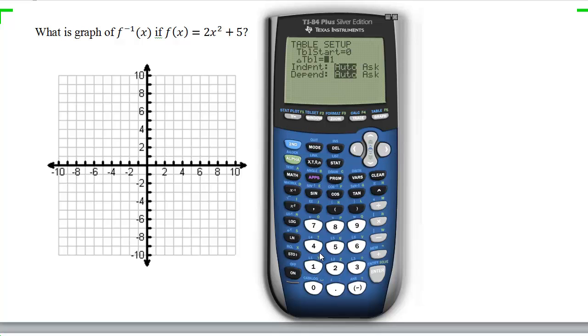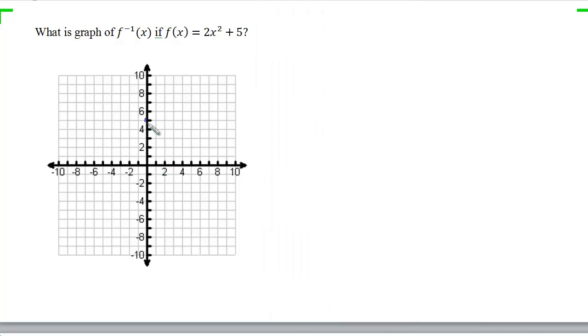So if I go to my little table here, we'll just start at 0, go by 1s. I can easily plot some of these points. So if we look, I have (0, 5), (1, 7), (-1, 7). So we'll just plot a couple of those. I'll go (0, 5), (1, 7), (-1, 7). And it goes 2, and it's up here at like 13, (-2, 13). So it looks something like this.